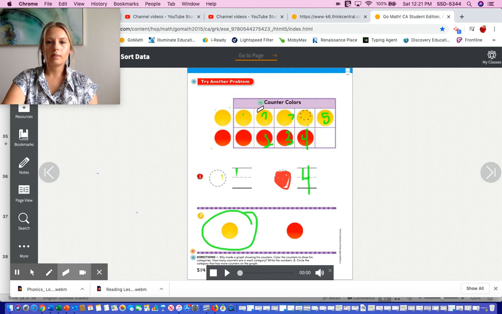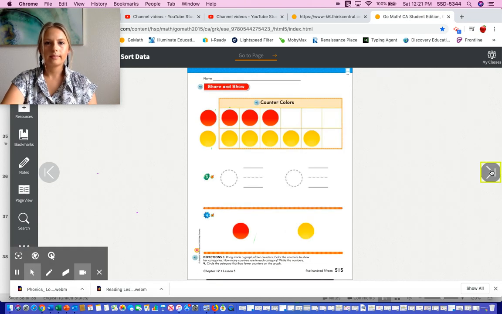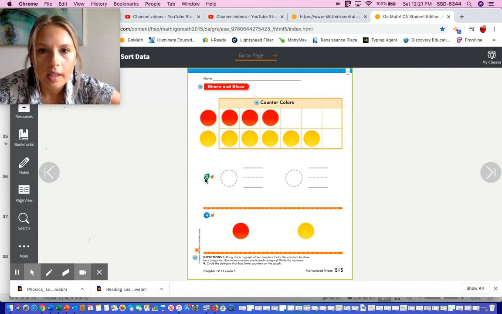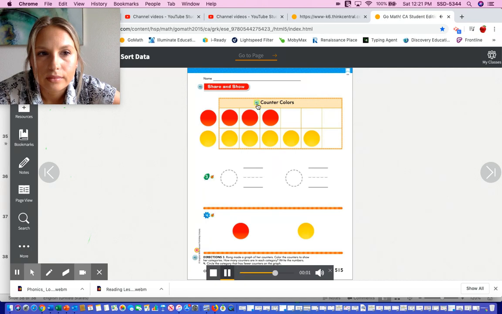Let's flip to the next page. Sorry, Miss Paulina's got a lot to erase on this page. Okay. Find green leaf number 3. And I see a graph with red and yellow counters. The title of the graph is Counter colors. So we graphed by counter colors. And here is our problem.